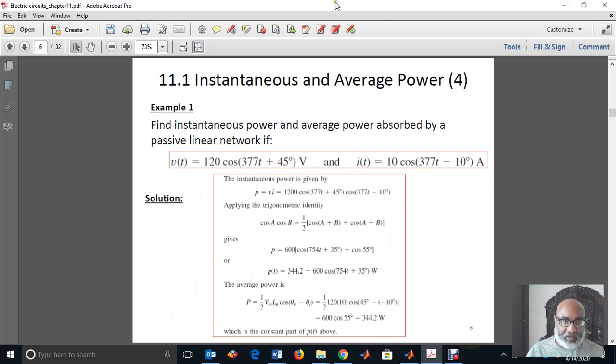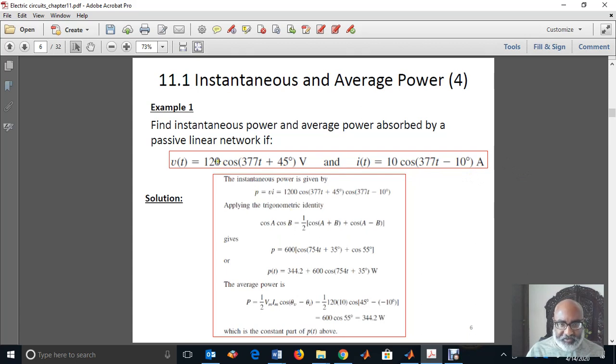Okay, now let's do some examples. Example: find the instantaneous power and the average power absorbed by a passive linear network if the voltage is this one and the current is this one. So the voltage is 120 cosine of 377t plus 45, the current 10 cosine of this. So if you see here, what is the angle? The angle is 45. So the voltage leads the current by 45 minus negative 10, 55 degree.